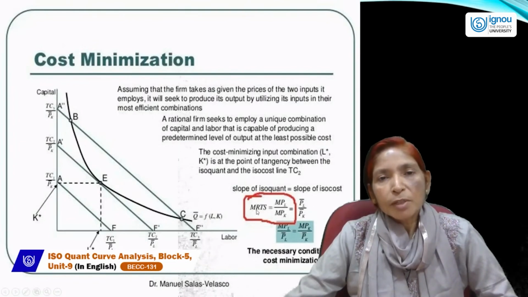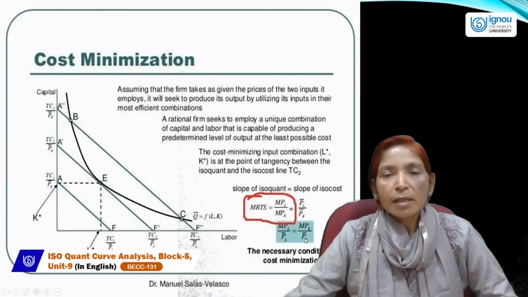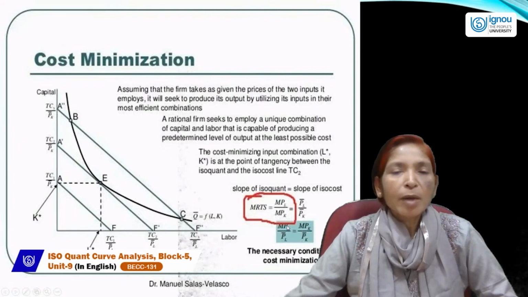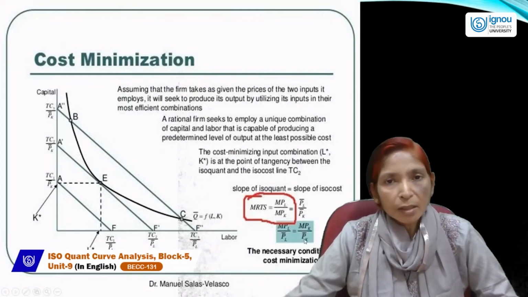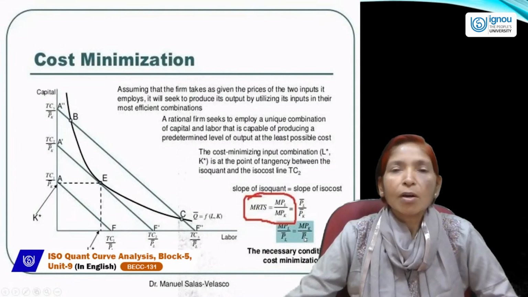Marginal rate of technical substitution is equal to the marginal productivity of labor upon the marginal productivity of capital, and the slope of isocost is equal to PL upon PK. So where MPL upon PL is equal to MPK upon PK, this is the necessary condition for cost minimization. MPL, the marginal productivity of labor, divided by PL, the price of labor, is equal to MPK, the marginal productivity of capital, divided by PK, the price of capital. This is the necessary condition of cost minimization, or getting the maximum level of output.